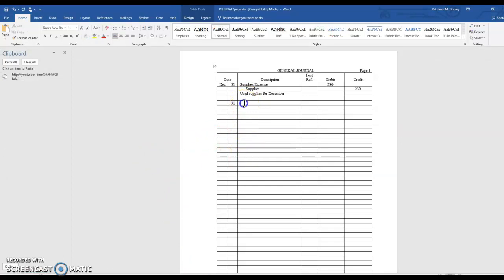Again, this will be December 31st. We said our debit was insurance expense. Always put your debits first, and that's $150. And prepaid insurance is our asset. That's being credited. My debits equal my credits, so I put my explanation. Used insurance for December.